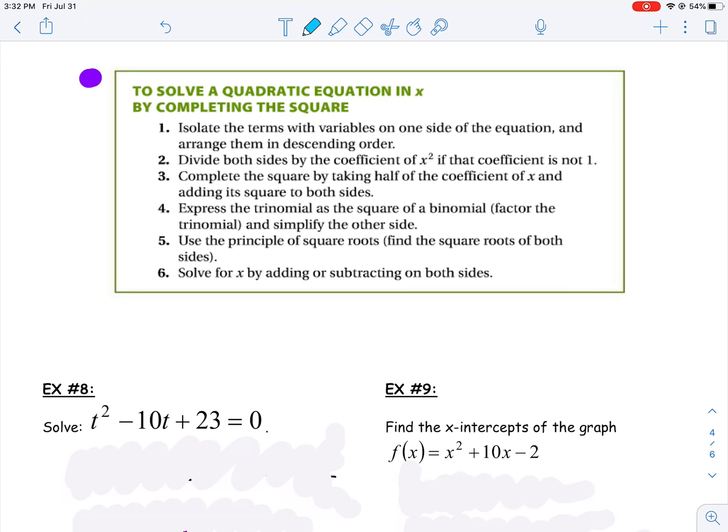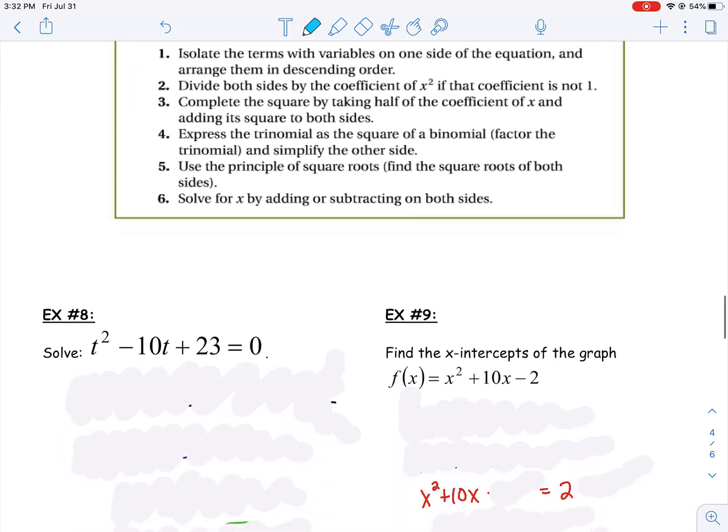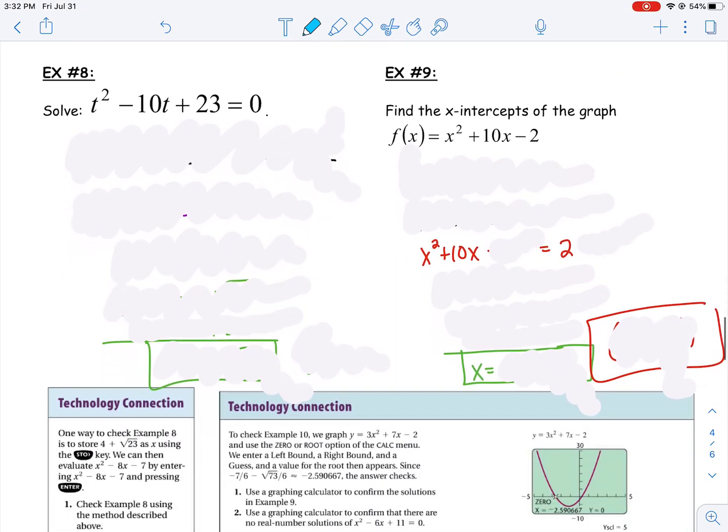We should then be able to take that factored version of our perfect square and write it as a binomial squared. We should then be able to square root both sides to solve, and then we can solve for x to finish off. Let me show you a few examples here. Here's example number 8, and then we'll do number 9 also. On this one, it asks us to solve. We have t squared minus 10t plus 23 equal to 0.